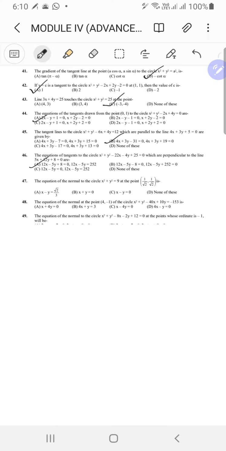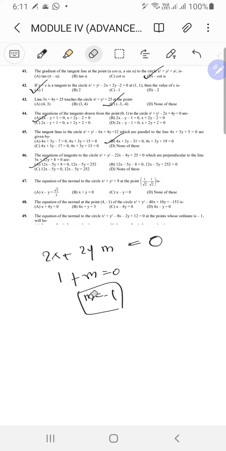Next is the equation of the normal to the circle x squared plus y squared equal to 9 at the point 1 by square root 2 and 1 by square root 2. So equation of the normal, right? Just differentiate this guy. So like 2x plus 2ym, m is the slope of the tangent over here, equal to 0, right? So you put this guy over there, so it's just 1 plus m equal to 0, so like m equals minus 1. Nice, so m equals minus 1. Cool.